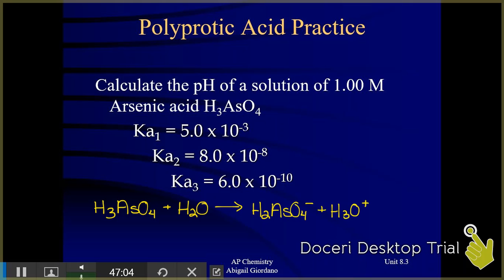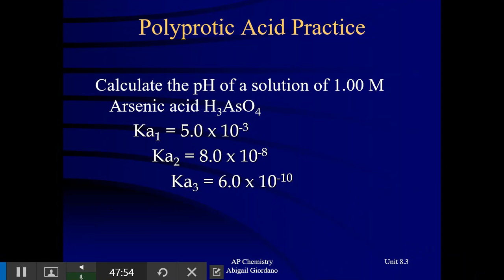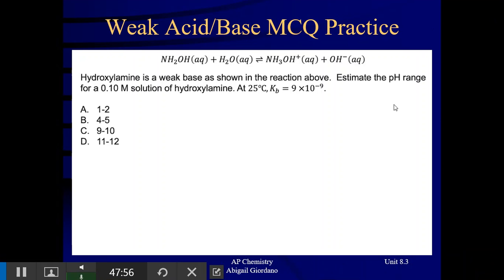And I would set up my ice table under this reaction, okay, and solve from there. I would solve for X, which is my H+ concentration, and find the pH from there. I would not have to worry about these guys, okay, because they're mathematically going to be considered insignificant. So I just wanted to show that to you.